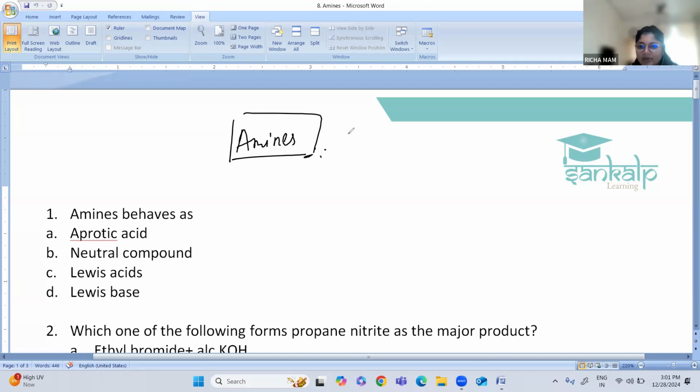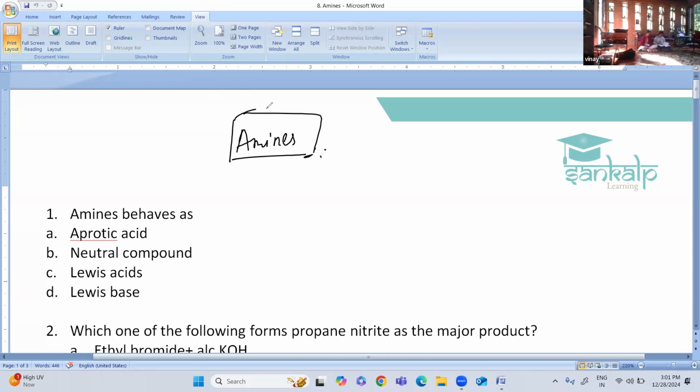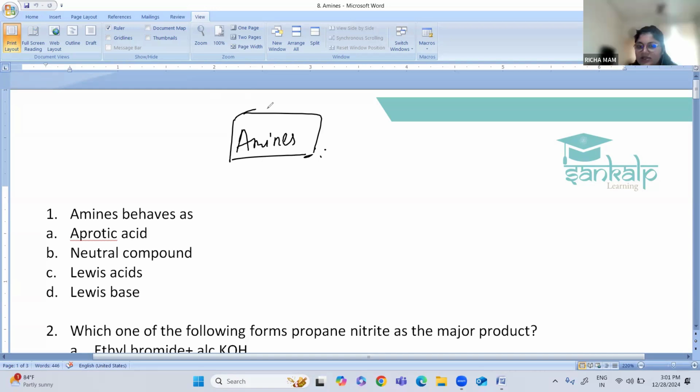Very important name reactions, then the basic nature of amines, and also the diazonium salts. Diazonium salts are an important concept in amines: how to prepare diazonium salts, and their physical and chemical properties. So all these things are included in this chapter, amines. From this chapter, let us start with the questions.